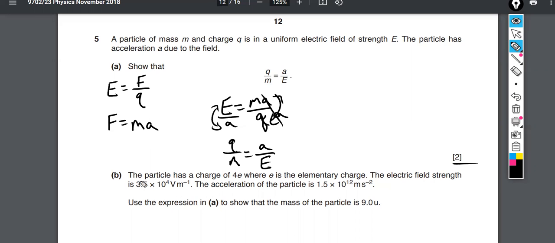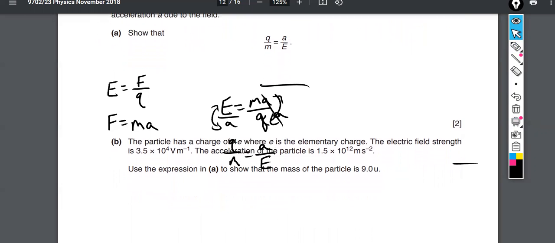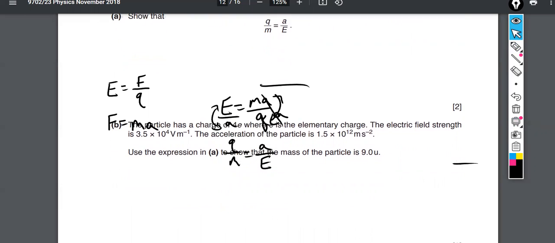The question goes on to read, the particle has a charge of 4e, where e is the elementary charge. The electric field strength is 3.5 by 10 to the 4 volts per meter. The acceleration of the particle is 1.5 by 10 to the 12 meters per second squared. Use the expression in A, it's that one, to show that the mass is 9u. Q over m equals a over E, and we want to solve for the mass here.